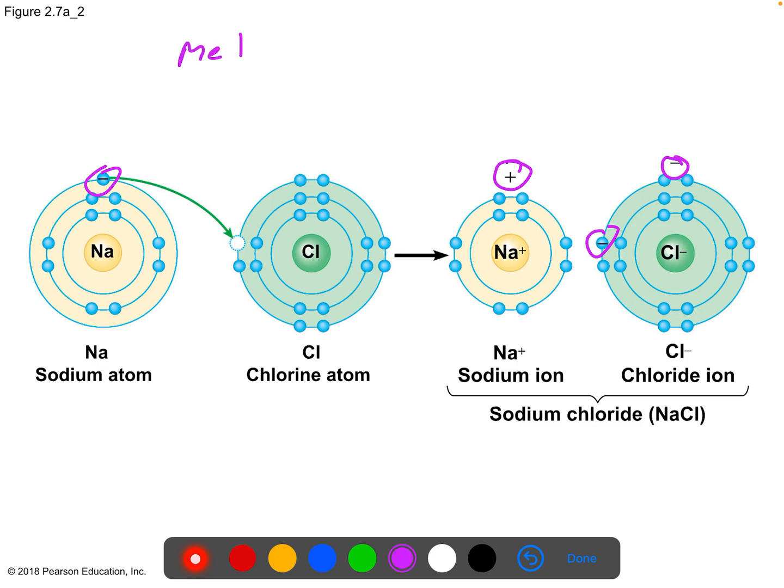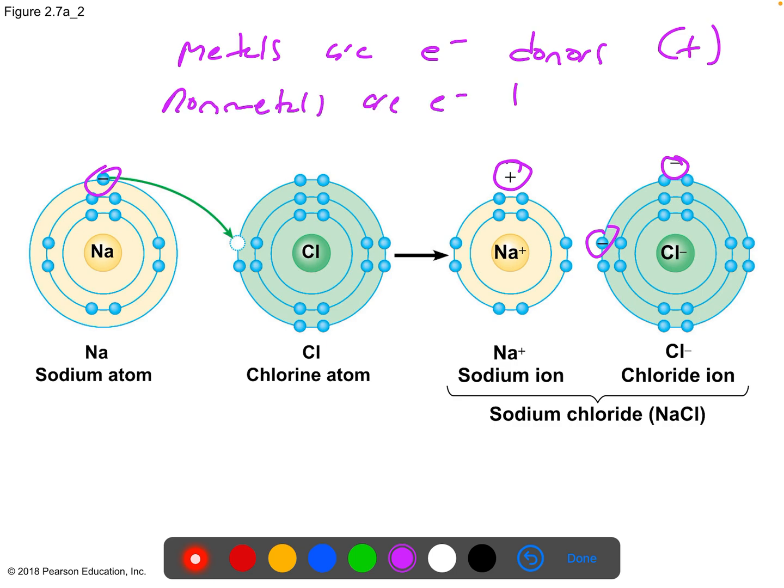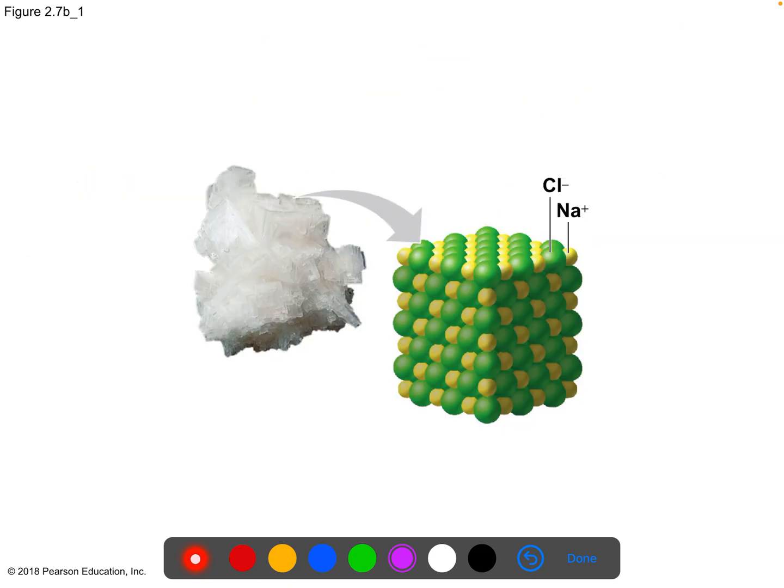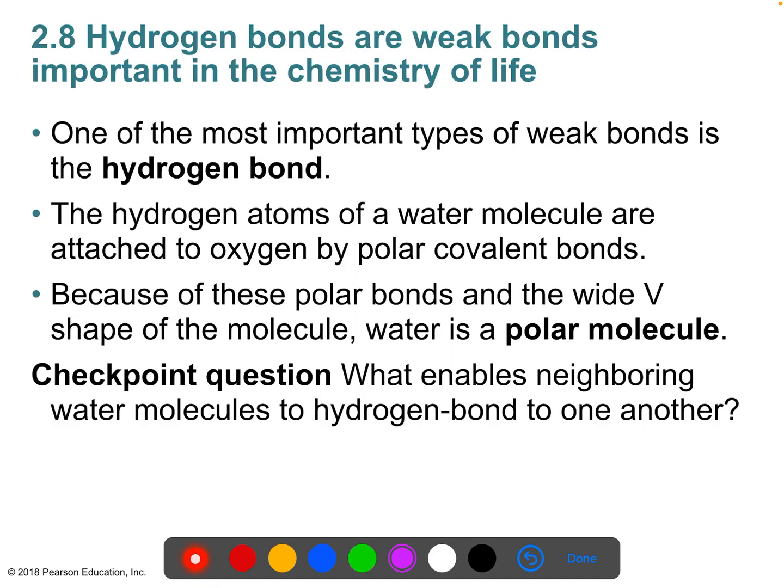Metals are electron donors, and they become positive when they form ions. Nonmetals are electron takers, and they become negative when an ionic bond occurs. Here's an example of salt right here, sodium chloride. Look at the intricate lattice work that's created between the alternating sodium and chlorines, giving it that crystalline shape and structure. Another type of bond that we're going to talk about is called the hydrogen bond.